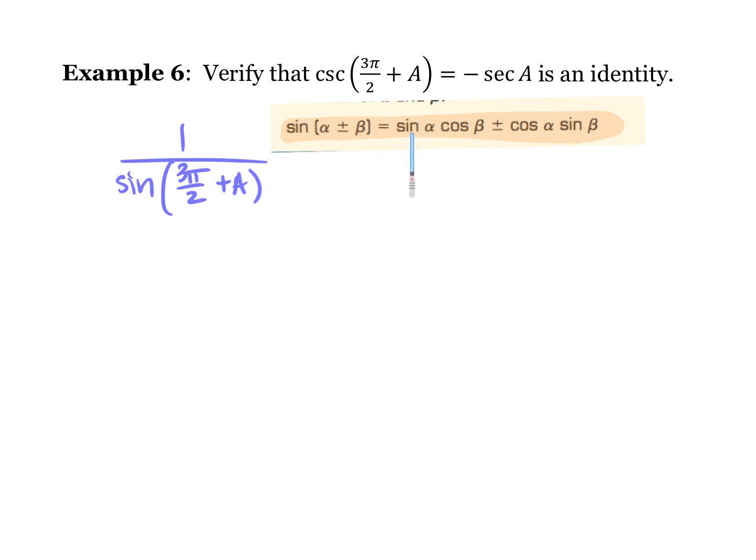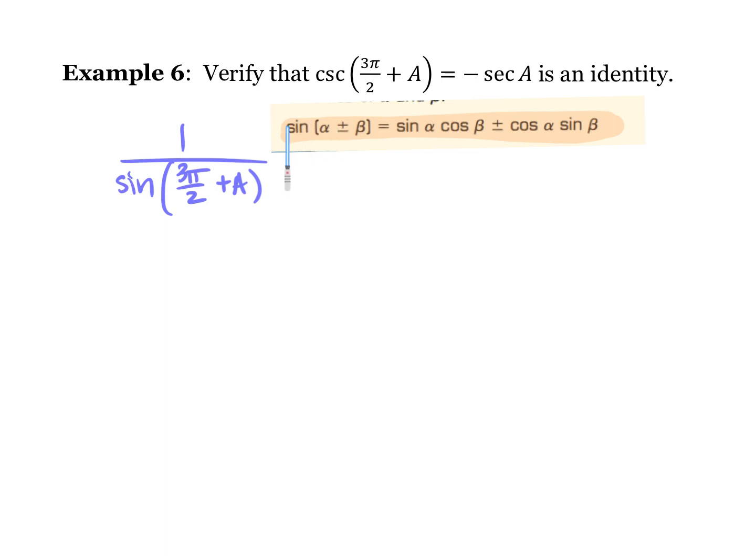Sine of, what would we say first? Times the cosine of, good. Sine of 3 pi over 2 times. What happens to the sign that's outside of parentheses? Good call. So let me rewrite this actually. I'm going to just take what I had, 1 over the sine of 3 pi over 2 plus a. This is equivalent to 1 over, and we're just breaking this thing apart.